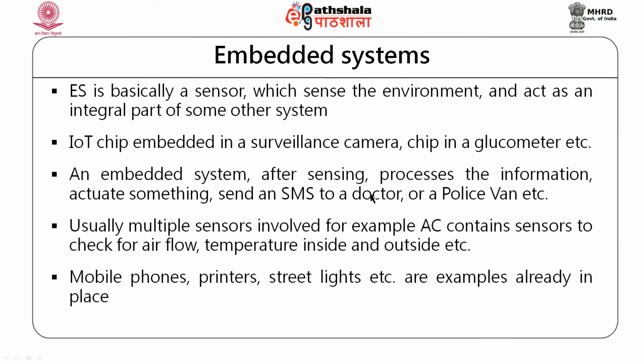It may take multiple sensors. For example, an AC contains quite a few sensors: one is air flow, temperature inside, temperature outside, and it also takes input from the user. The user has already provided his preferences, and these sensors will also give additional inputs. The AC, however dumb that device is, can actually take decisions about everything, and the amount of cooling is adjusted according to all the sensor values.